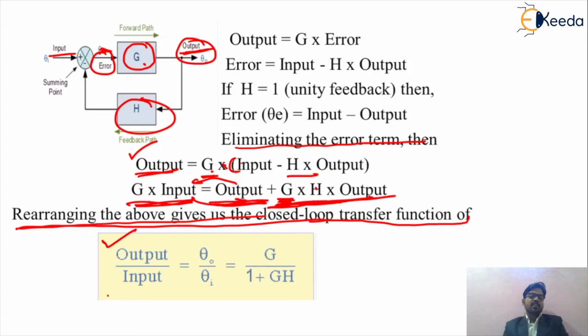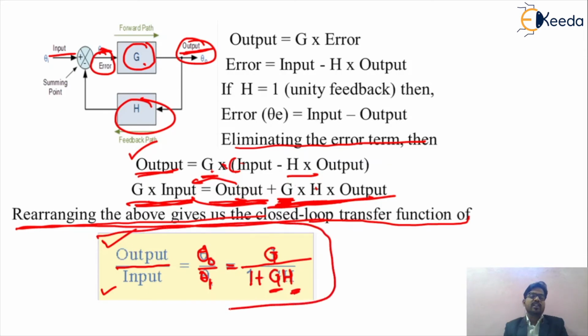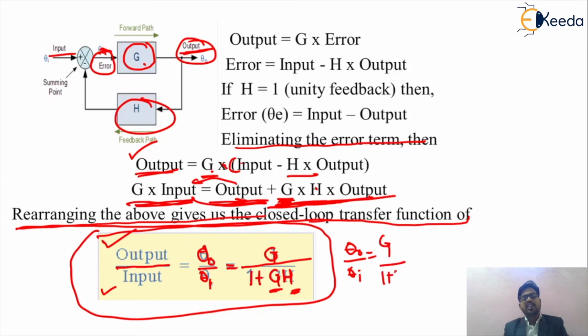This is called output divided by input. What do we mean by output divided by input? It is theta 0 divided by theta I, which is equal to G, the forward path gain, divided by 1 plus GH. G is the gain of your forward path, and H is the gain of your feedback path. So we get the closed loop transfer function: theta 0 by theta I is equal to G divided by 1 plus GH.